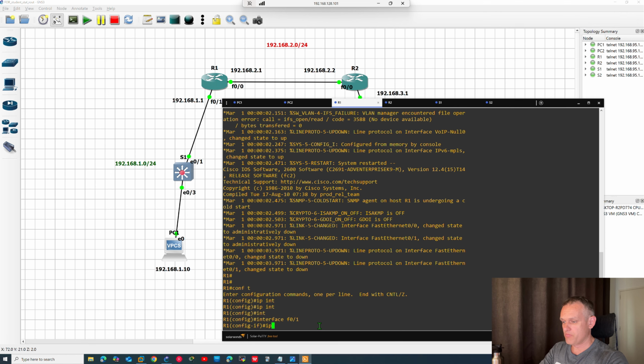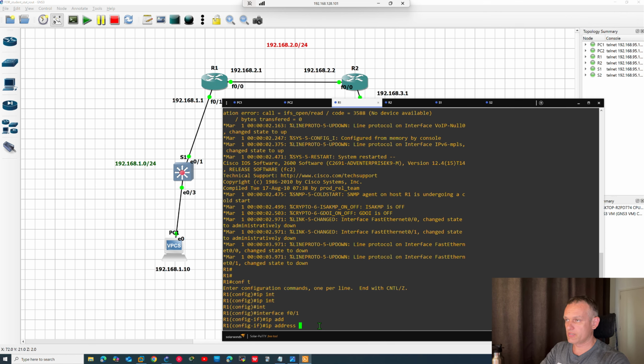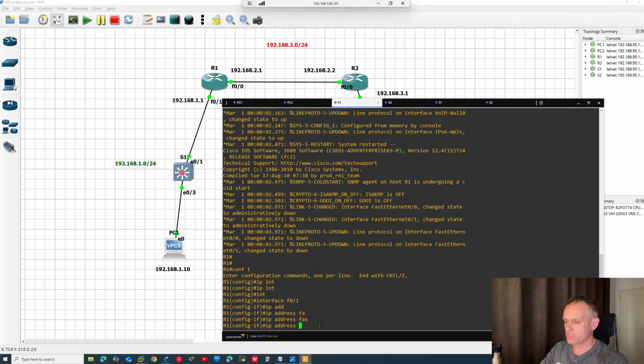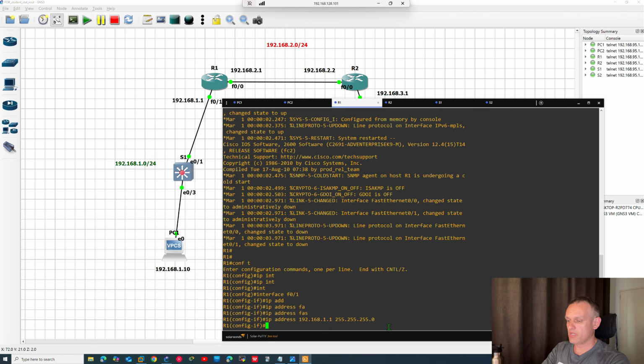Specify IP address. IP address, then we specified this 192.168.1.1 subnet mask 255.255.255.0. Here we have specified only in this way, /24. It's not gonna work. IP address, okay. Then we also have to write the command no shutdown.